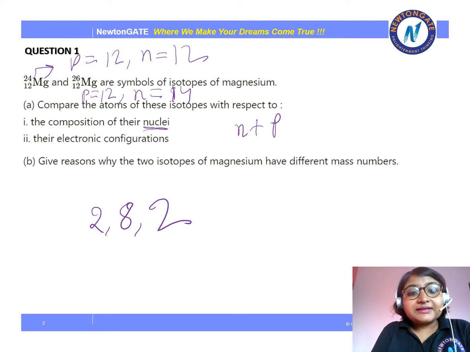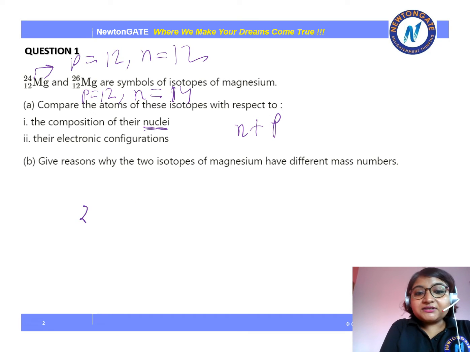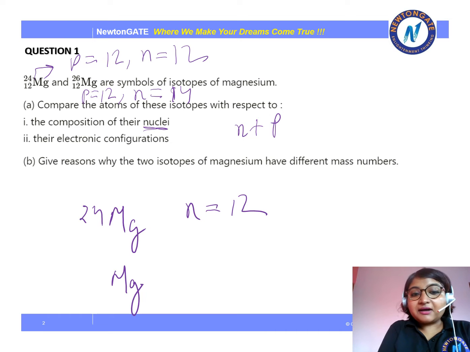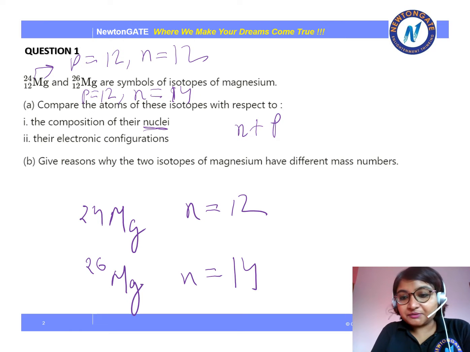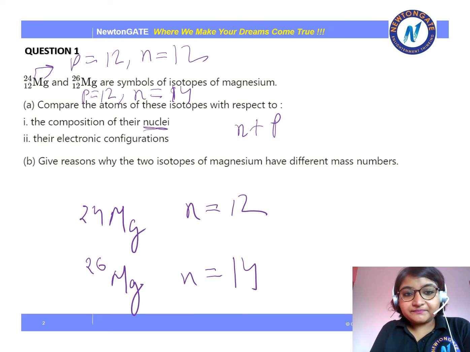Now give reason why two isotopes of magnesium have different mass numbers. This is because the number of neutrons in their nuclei is different. The magnesium with mass number 24 has 12 neutrons and the magnesium with mass number 26 has 14 neutrons in their nuclei. That's why their mass number is different.